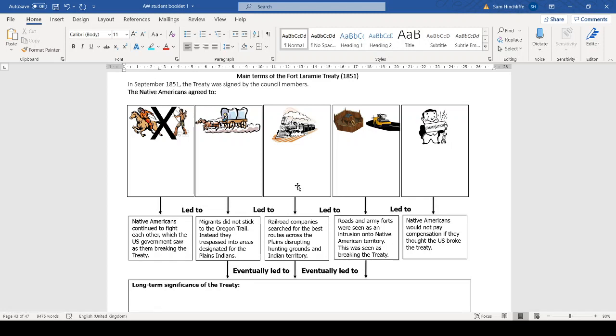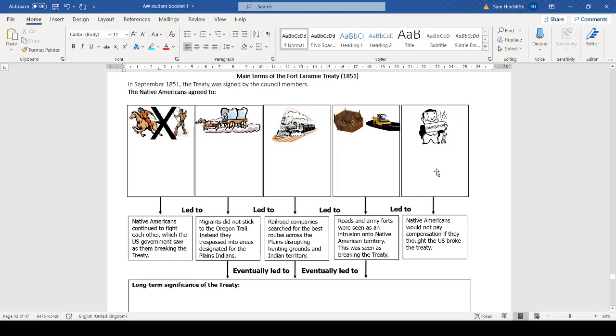It's going to increase settlement. It's going to prevent the Native Americans having the land in the middle that they need, and it's going to prevent that nomadic way of life. The railways are going to disrupt buffalo hunting grounds as well. So again, it's that steady progression of Americanization of the West, that colonizing the West with roads, forts, and railways.